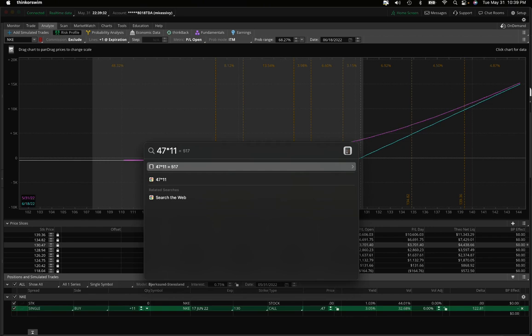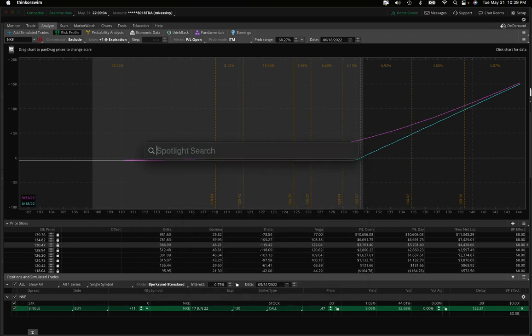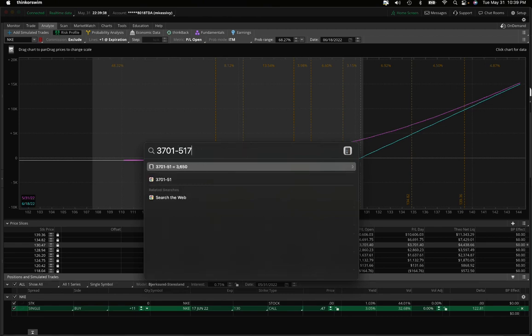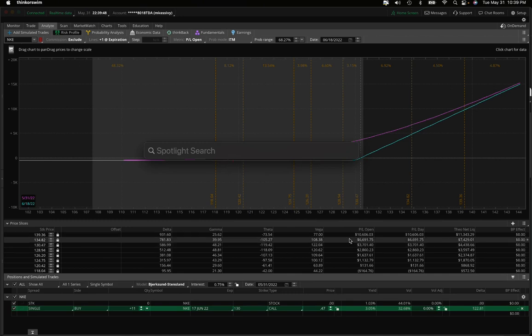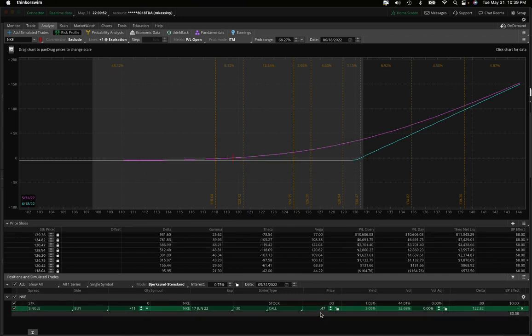So 517, 37 and 1. So $3,100 would be your profit. Yeah, so that's pretty cool. This is a good way to understand how much money you can make over the long run. This is for a swing trade. And so basically, you can look at this to see what you can make.